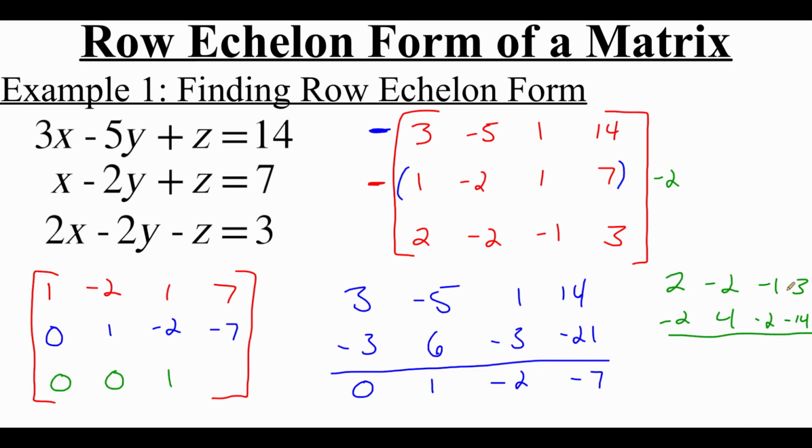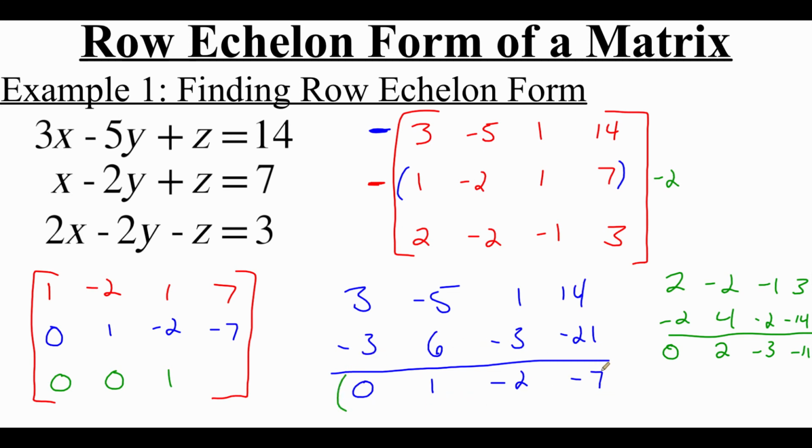Now when we add up these two rows, 2 and -2 makes 0. -2 and 4 makes 2. -1 and -2 is going to give me -3. And then 3 and -14 is going to give me -11. Now in my next step, I need to be careful because I want that first entry to stay as a 0. So I need to be very careful about the row that I use next to help me zero out that second entry. So I'm actually going to look at this new second row that we ended up with over here, this 0, 1, -2, -7 row.